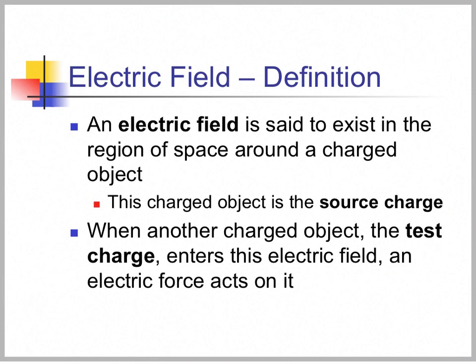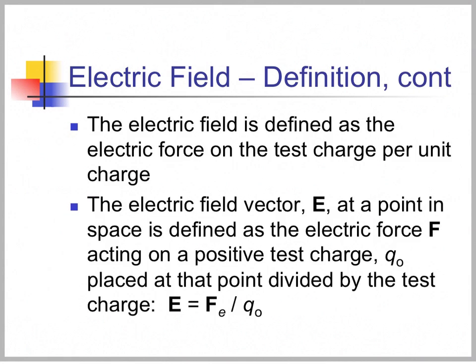So, an electric field is said to exist in the region of space around a charged object. And that charged object is going to be called the source charge. When I have another charged object, we'll call it the test charge, and it enters this electric field, there's an electric force that acts on it. The electric field is defined as the electric force on the test charge per unit charge. Like the gravitational field was the force per unit mass, now we have a force per unit charge.